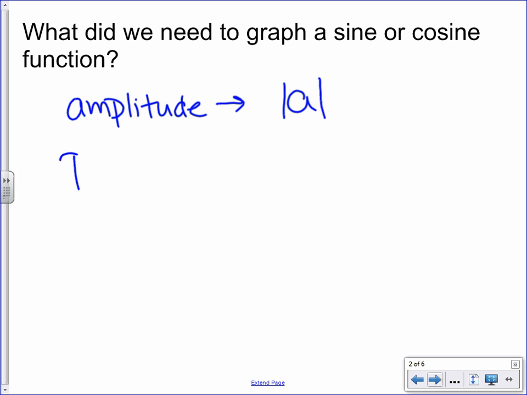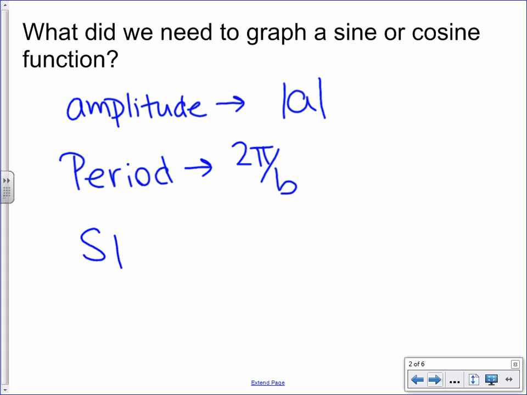The period. Michaela, how do we calculate the period? 2 pi over b. So if we're looking at a graph and we know the period, we know that it must equal 2 pi divided by b, and we can figure out what b is.